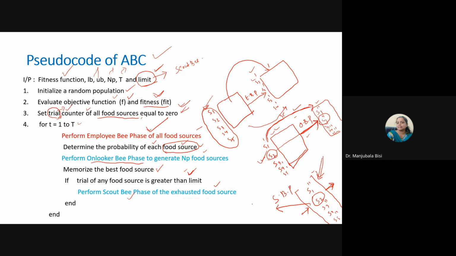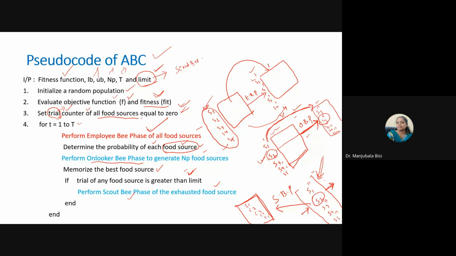If we are doing the scout B phase, we have to do some mathematical operation on this population, and we get a new population. Suppose we are getting C1, C2, C3, C4, C5. This is the output of the ABC algorithm. We started with 5 solutions. We have done the employee B phase, the onlooker B phase, and the scout B phase, and at the end we again get a population of 5 solutions.